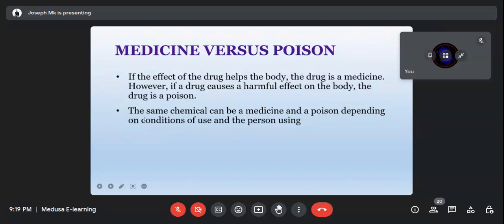So this is the statement I mentioned earlier: the same chemical can be a medicine and a poison. It depends on the condition of use and the person using. On condition of use, I mentioned this to say, if you take an overdose of paracetamol, definitely you are not going to be okay. It's going to affect you because that is not the normal dosage that you are supposed to take. I'm sure this one is very much clear and well explained.